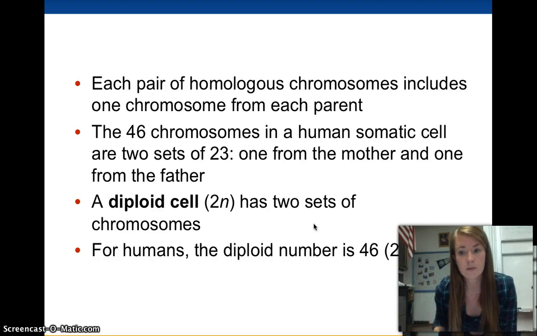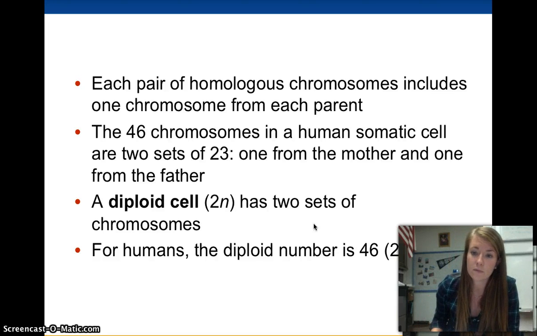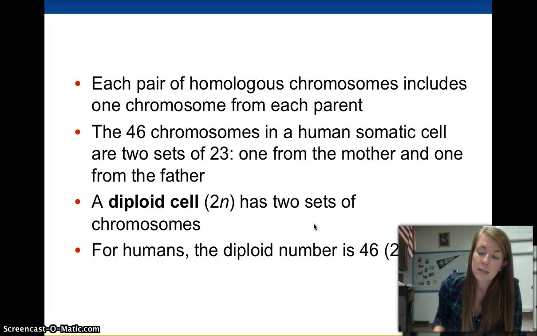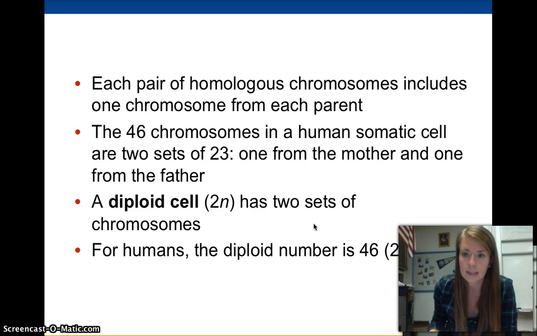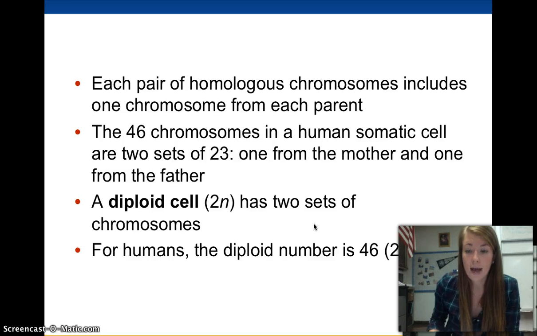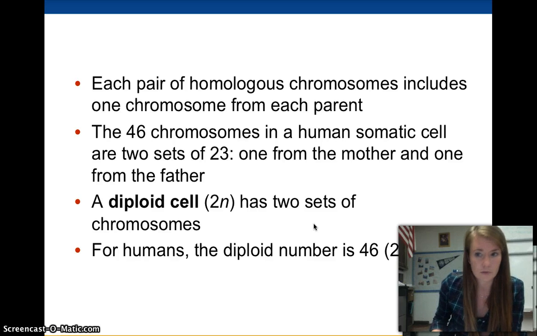So I said this, each pair of homologous chromosomes contains 1 chromosome from each parent. That's why there's 23 kinds and you have 46 altogether. And the 46 chromosomes in a human somatic cell are 2 sets of 23, 1 from mom and 1 from dad, like I said. So all of your somatic cells have 2 sets of each chromosome, so we call those diploid, di meaning 2, ploid meaning number of chromosomes. So you have double the number of chromosomes, and we will call that 2N.